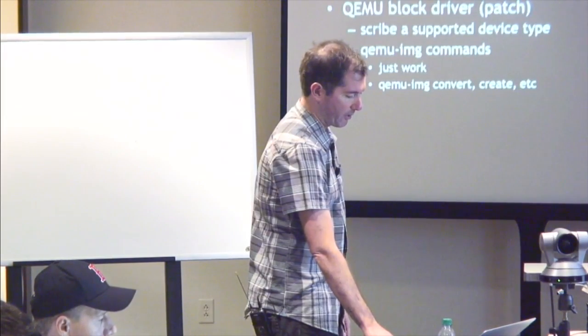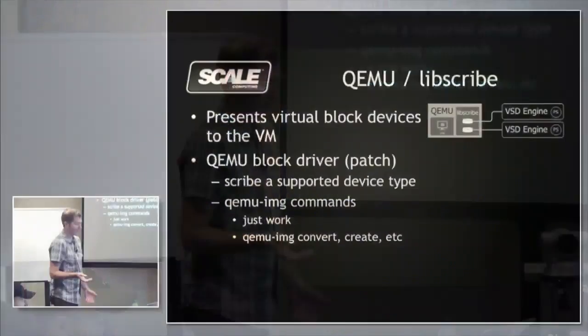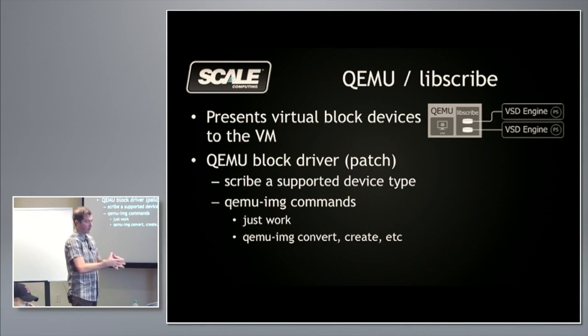So let's dive in a little bit to the libscribe component here. As I mentioned before, this is the point of integration between QEMU, the VM, and libscribe. The important thing to note here is that this doesn't require any special drivers in the guest. This libscribe component is actually part of the QEMU process, and it presents a virtual device using just the standard VirtIO interface. So as long as you have the VirtIO driver for the guest, these disk images will appear to the guest.